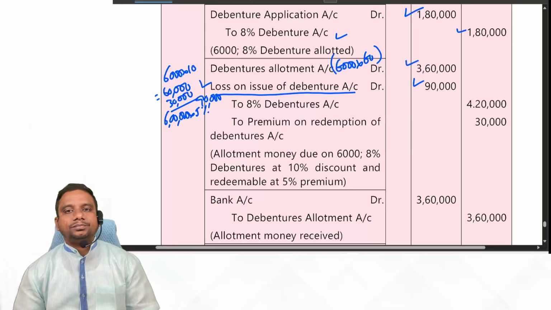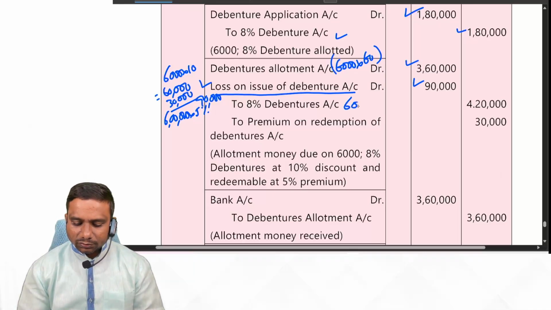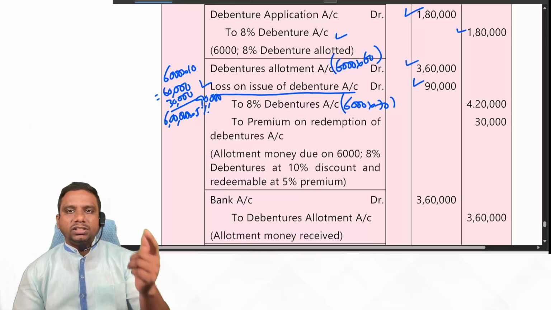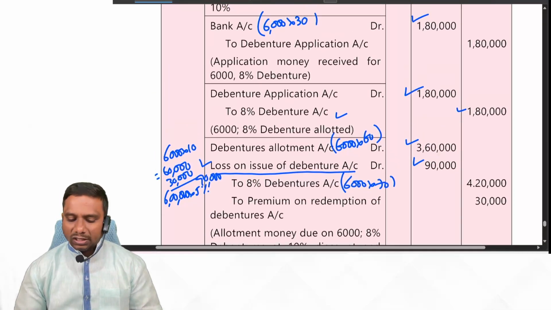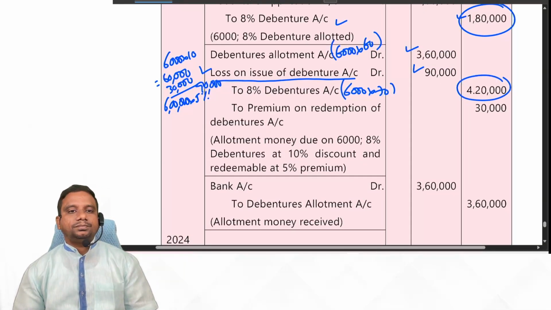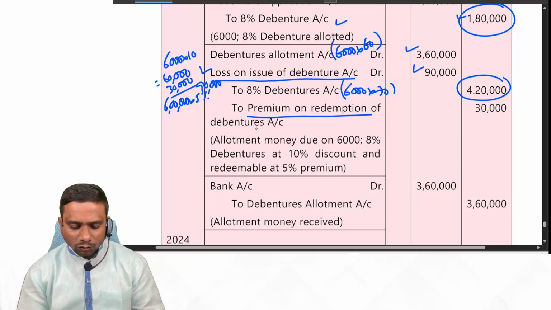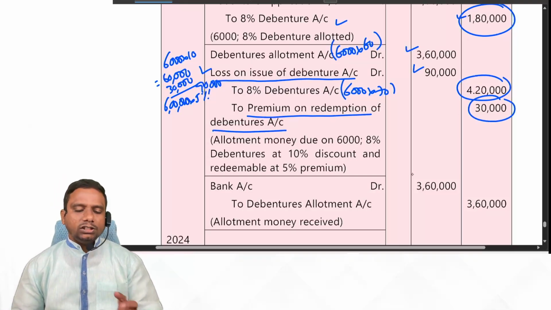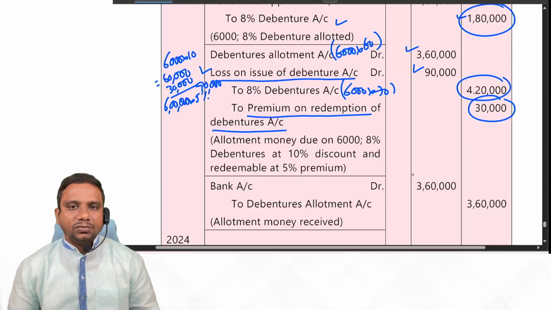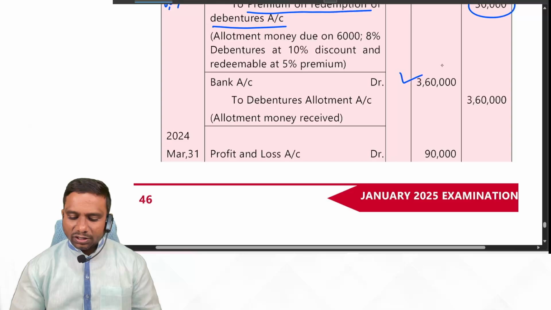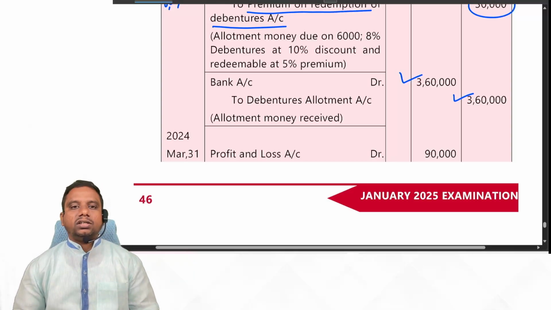So carefully, to 8% debentures, 6,000 into 70 we have to credit, 4 lakh 20,000. Earlier we credited 1 lakh 80,000 for 50 rupees, now 70 rupees credit, 4 lakh 20,000. Be clear. Premium on redemption of debentures is a liability for us, so 30,000 credit. This is very important. Now receipt of debenture allotment: bank account debit 3 lakh 60,000 to debenture allotment.